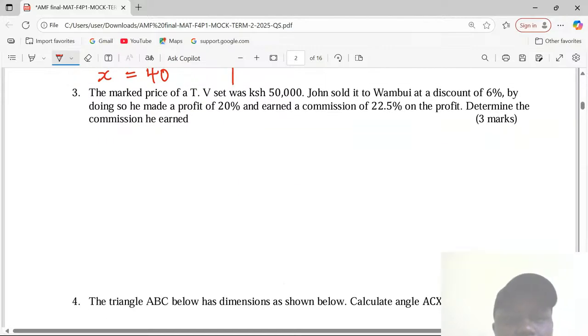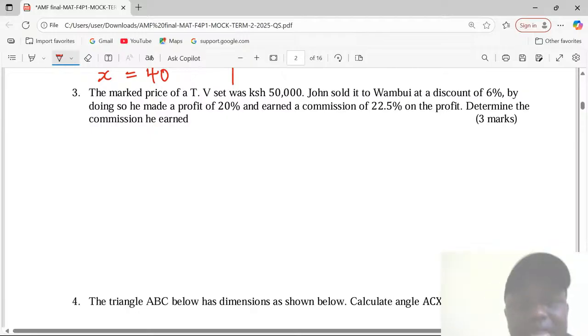The marked price of a TV set was 50,000 Kenya shillings. John sold it to Wambui at a discount of 6%. By doing so, he made a profit of 20% and he earned a commission of 22.5% on the profit. Determine the commission he earned. This is not a simple question. It's a question that requires a student to know what they are exactly doing.